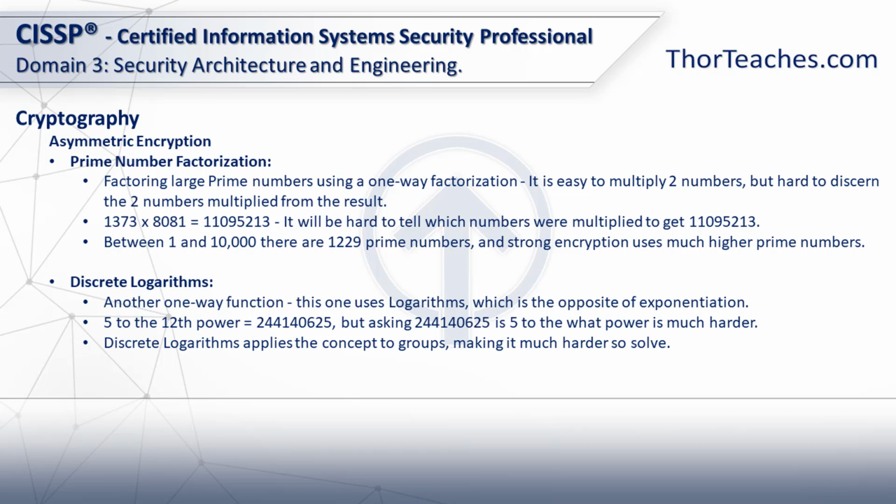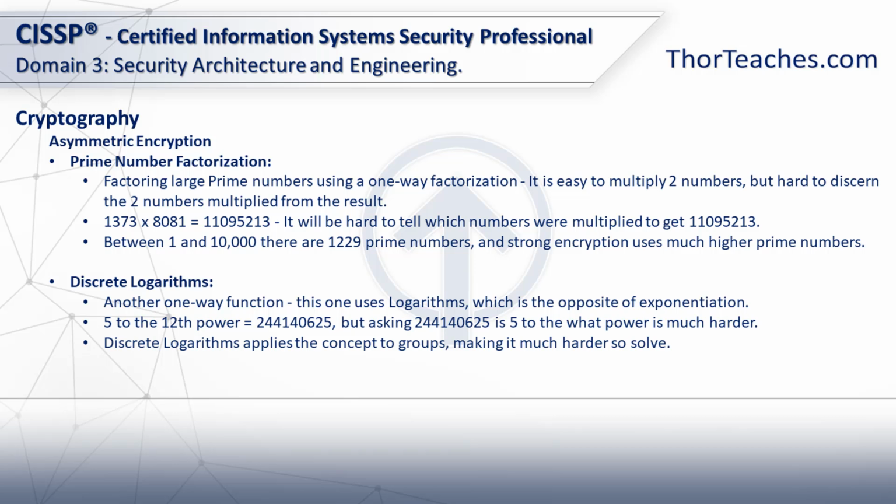So for asymmetric encryption, we either use prime number factorization, where we use very high prime numbers, multiply them, and then use the result as the encryption key. On the next slide, I'll show you an example of how large the prime numbers we're actually talking about are. Discrete logarithms are very much the same, but instead of using large prime numbers, in the example I have here, 5 to the 12th power is 244,140,625. Again, with a cheap calculator, anyone could do that calculation, but trying to reverse engineer it is again harder.